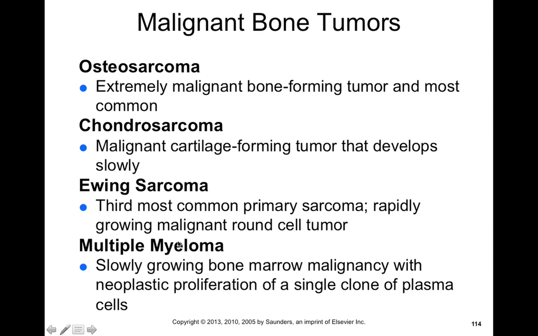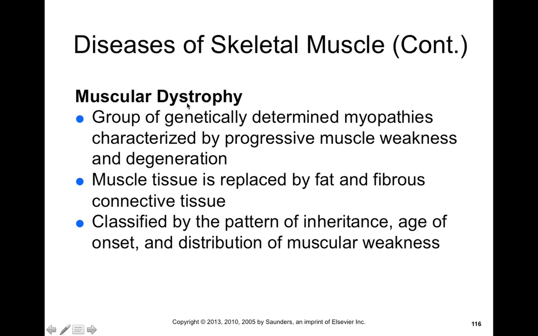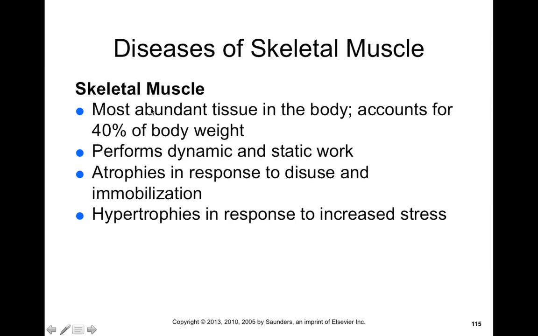And multiple myeloma is a slowly growing bone marrow malignancy that has neoplastic proliferation, but it comes from plasma cells, so it has an immune cell origin. Now, other diseases of your skeletal muscle include things like muscular dystrophy. Before we talk about that, we'll go over the function of skeletal muscle.